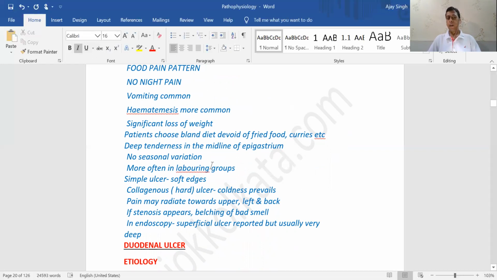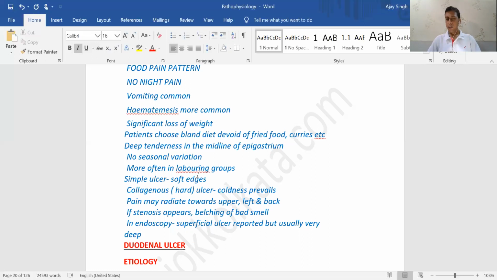There will be deep tenderness in the midline of the epigastrium. If you press the epigastric area, the patient will have pain. There is no seasonal variation, and this is common in the labor class because they avoid food at regular meals. They avoid the food pattern.